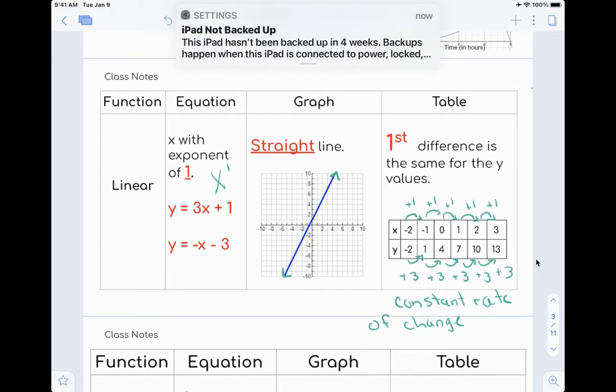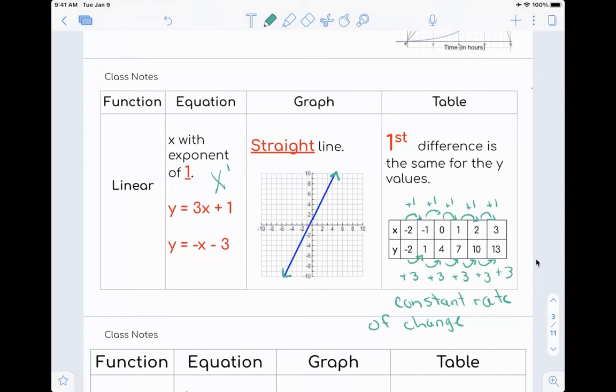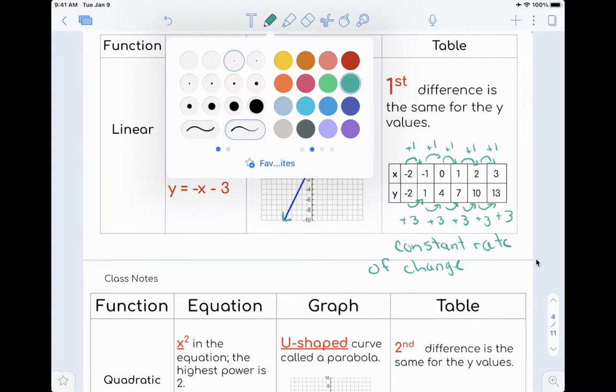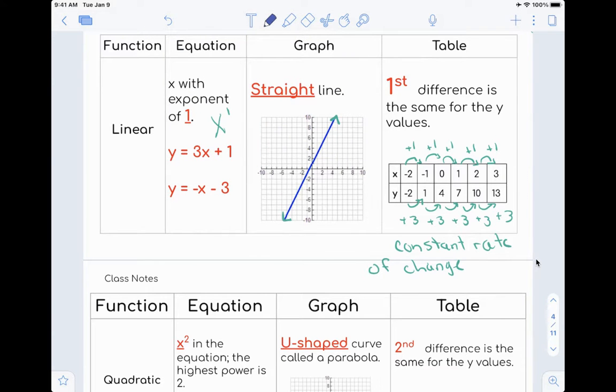So I'm going to do a little extension. To find the constant rate of change, you take that finite difference or that change in the y value and you divide it by the change in the x value. And so I'm going to use a different symbol. I'm introducing a new symbol now. And so that symbol is change, delta y divided by delta x. And so 3 divided by 1. And that is your constant rate of change, which equals 3.